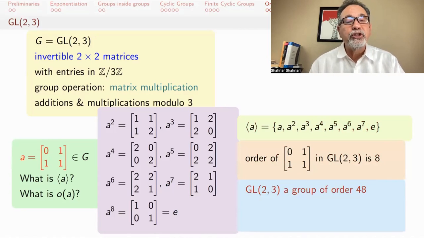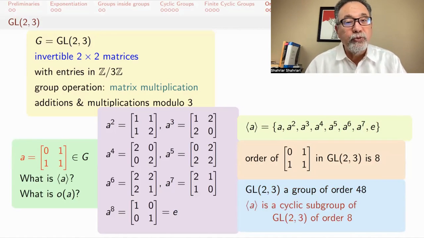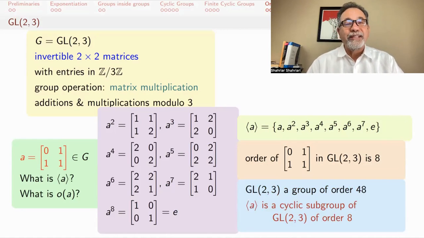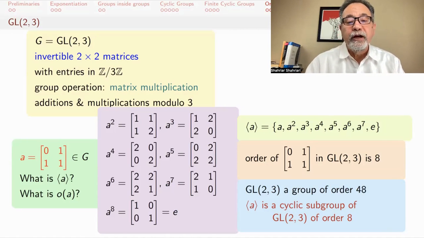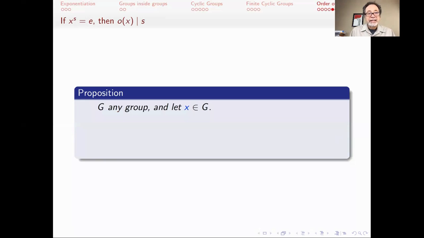Now, GL(2,3) is a group of order 48. It has 48 elements. Look at my video on general linear group to see why that is. And this subgroup generated by A is a cyclic subgroup of it of order 8. So inside this big group of order 48, that is not cyclic, but inside it is this cyclic subgroup of order 8. Final thing is a nice little proposition that's very helpful.